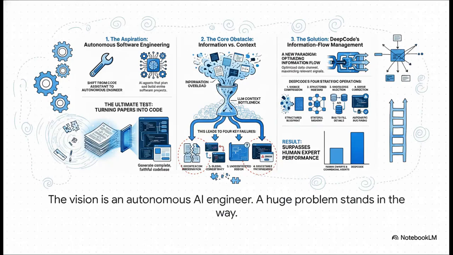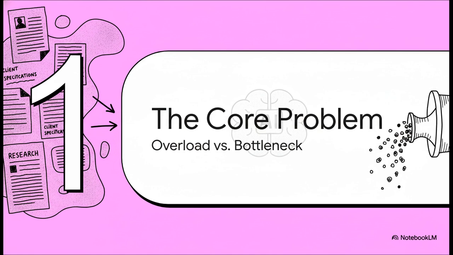So here's the vision, right? An autonomous AI engineer. You could hand it a 50-page design doc, a dense research paper, and say, go build this. And it does. It builds the whole thing, an executable working application. It's the ultimate holy grail for AI agents. But as anyone who's ever tried to get an LLM to build something bigger than a single script knows, there's a huge glaring problem standing right in the way. And that problem is something you've definitely felt.